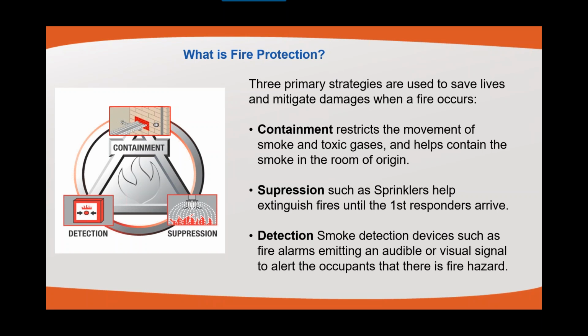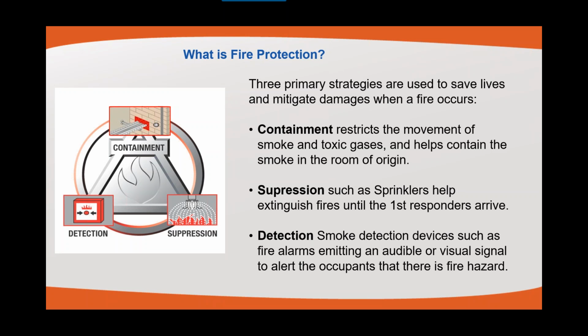Containment restricts the movement of smoke and toxic gases to help contain the smoke or fire in the room of origin. Suppression, such as sprinklers, help to extinguish the fires until the first responders arrive. And then detection. Smoke detection devices such as fire alarms that emit an audible or visual signal to alert the occupants when there's a fire. All 3 of these things are critical when it comes to fire protection.